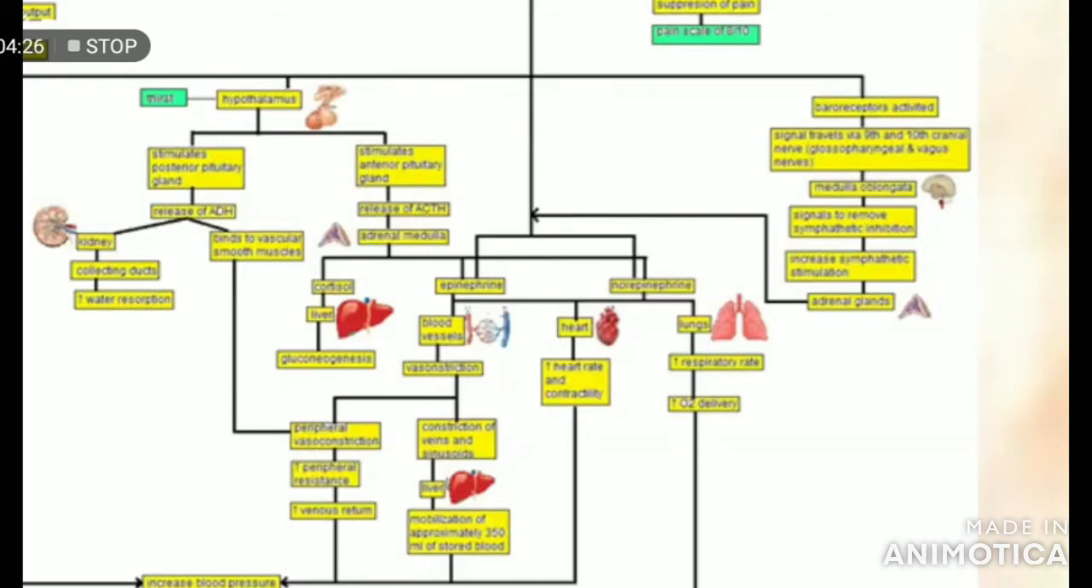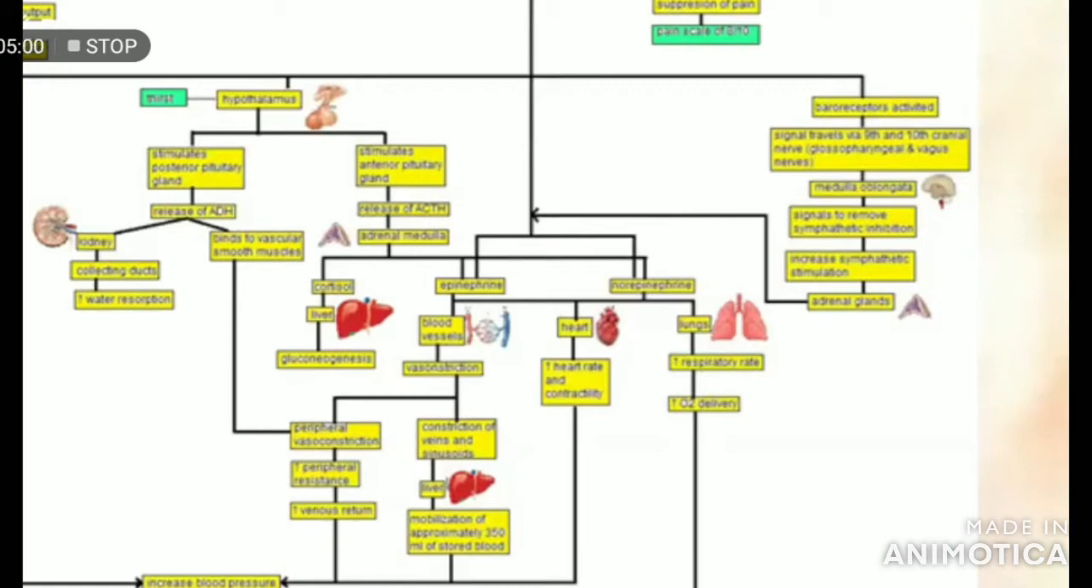I'm sorry if I forgot to put a line that connects this increased water resorption to increased blood pressure. Anyhow, the effect of this is to increase blood pressure. Another effect of ADH is that it binds to vascular smooth muscles to increase peripheral vasoconstriction, which also increases peripheral resistance and venous return. Also, as a result, it increases blood pressure.